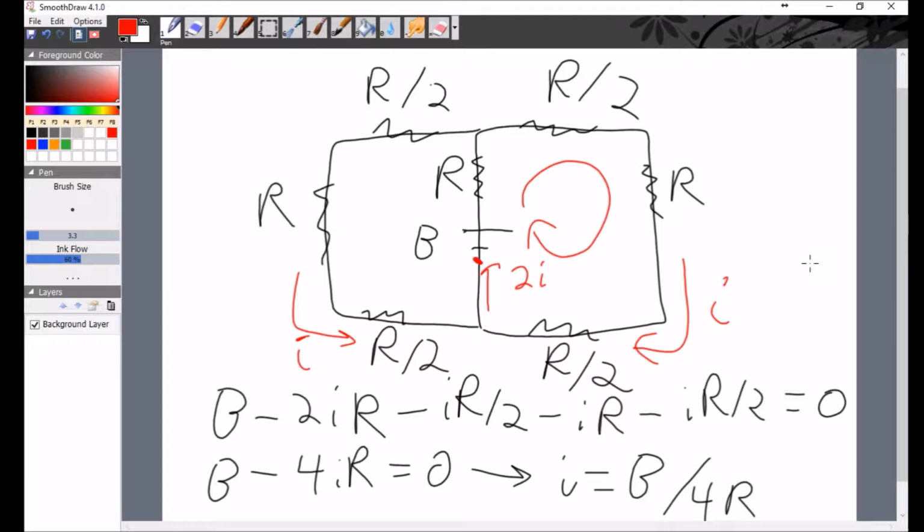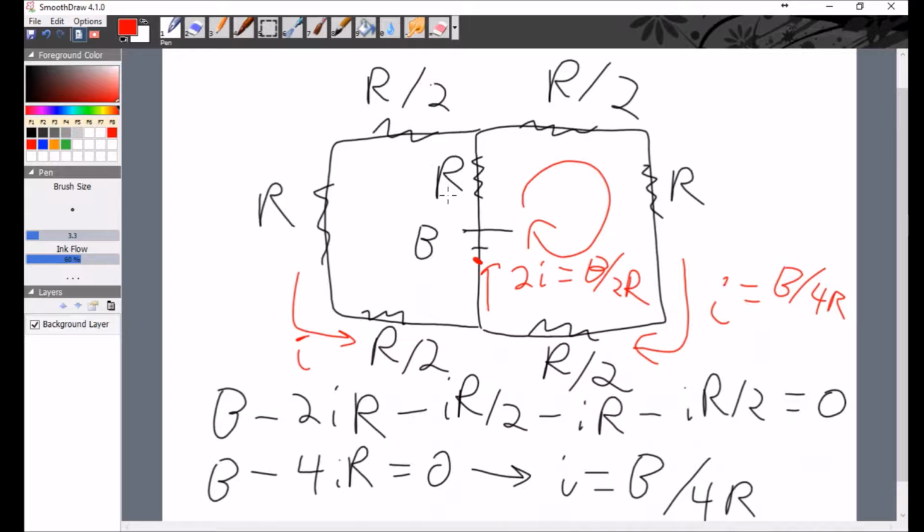So for example, in this branch, the current is going to be B over 4R, the thing we just calculated. But in this branch, the middle one, the current is going to be B over 2R. Ooh, my handwriting is getting worse as the video goes on. B over 2R, since it's twice that, it's going to reduce this 4 to a 2. So when I want to get the voltage of each of these, I just take the resistance times the current.